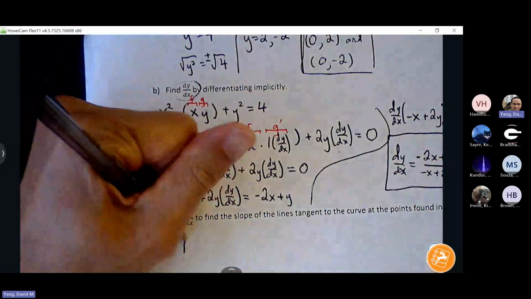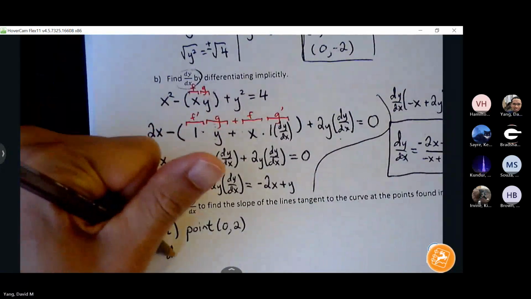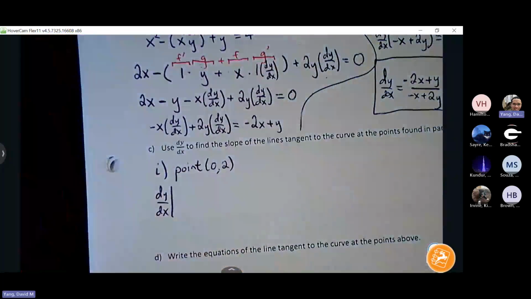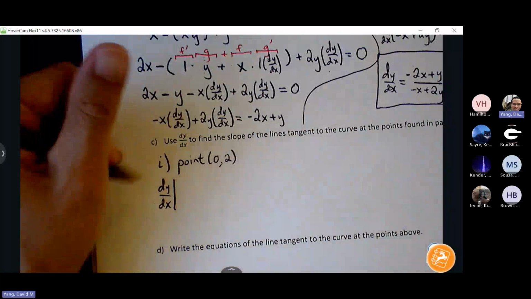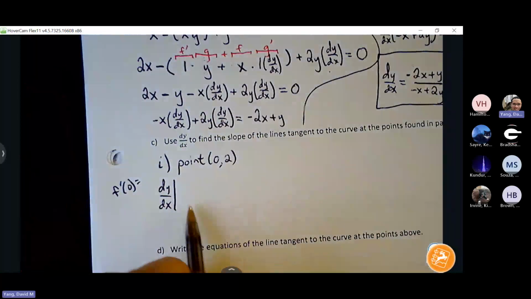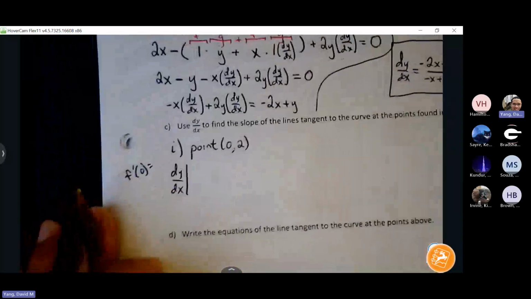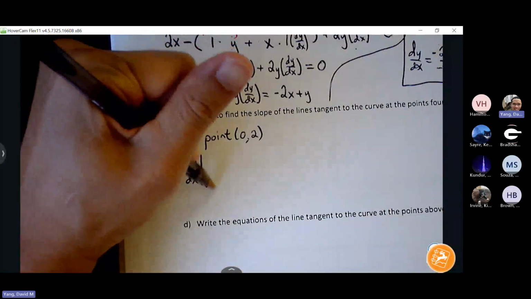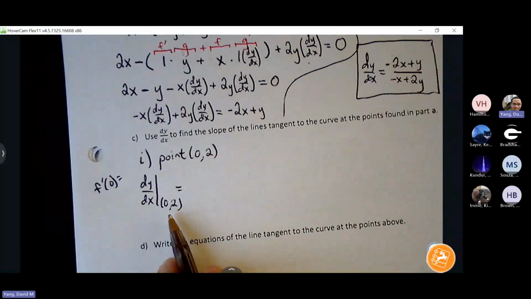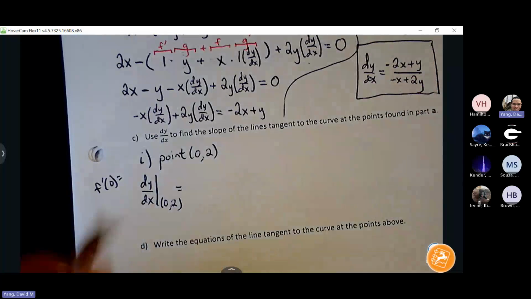So I'll start with (0, 2). If I want to plug something into the derivative, this is the notation that's typically used. In the past, we would say just f prime of 0, right? But this derivative requires more than just the x. It requires the x and the y. So we use this notation to say, I need both the x and y inserted into the derivative in order to get that number that I'm looking for.